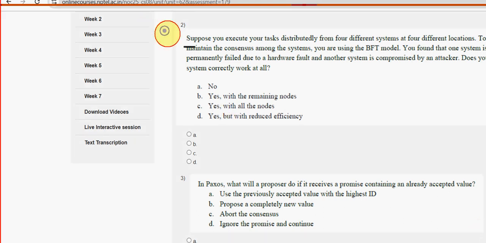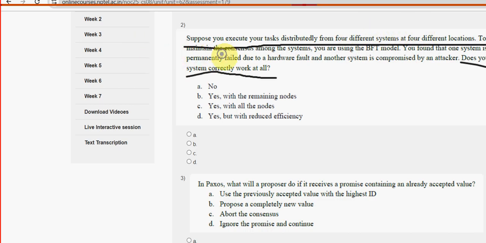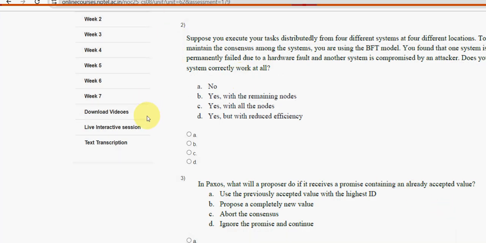Second question. Suppose you execute your task distributedly from 4 different systems at 4 different locations. They are asking, does your system correctly work at all? I'm not going to read all the questions, as it will take some time. For the second question, option B, yes, with the remaining nodes, is the probable solution, guys. So mark option B as the probable solution for the second question.